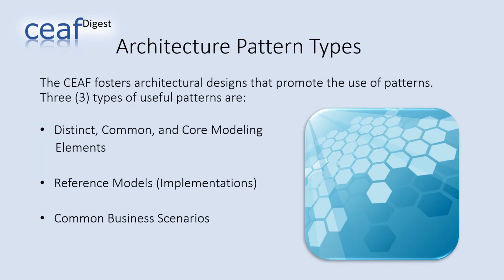The framework fosters architectural designs that promote the use of patterns. Three types of useful patterns are distinct, common, and core modeling elements in both business and technology of architecture scope; reference models, also referred to as implementation architectures, which are template technology designs for a specific architectural scope; and common business scenarios, which are functions, processes, or activities exercised in very similar ways by most state departments or agencies.